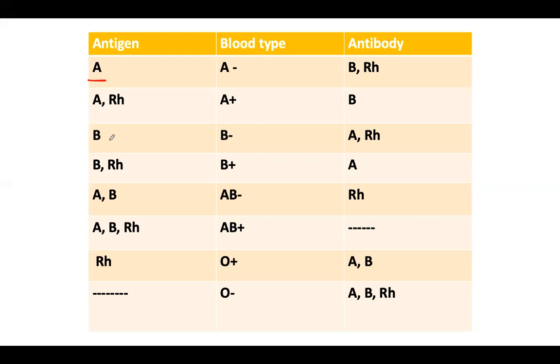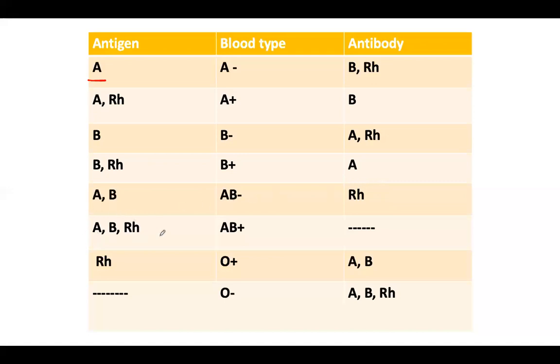If I have antigen B, my blood type is B negative. And the two options remaining, which are A and Rh, would be my antibodies. B and Rh together form my B positive blood type, with an antibody being A. A and B give me an AB negative, with Rh being my antibody.